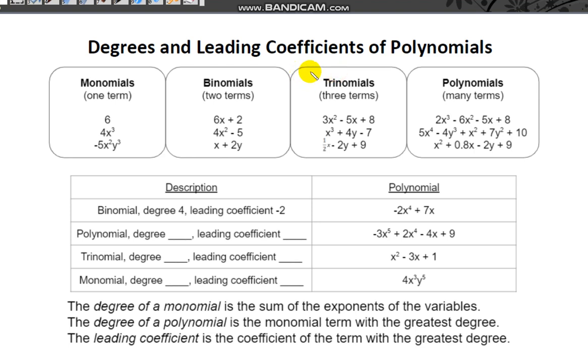Hello. All right. Some of you also may have learned this before in Algebra 1. So this might be a little bit of a review for you. Okay.